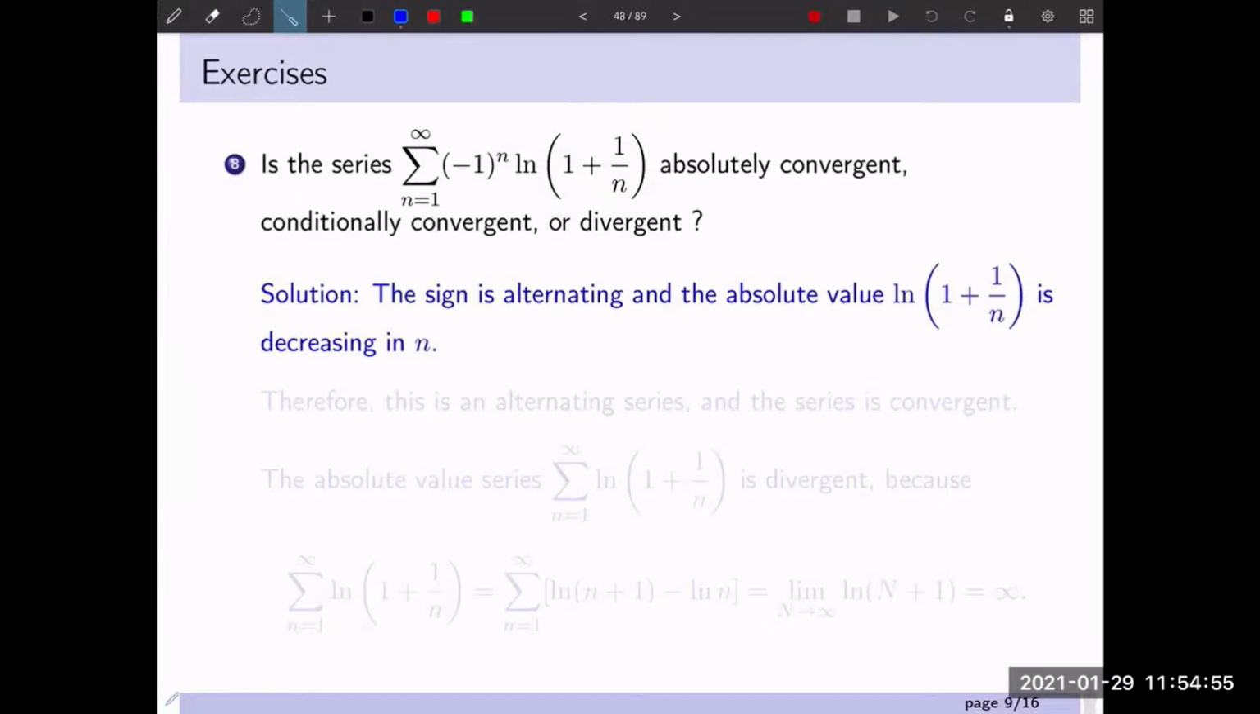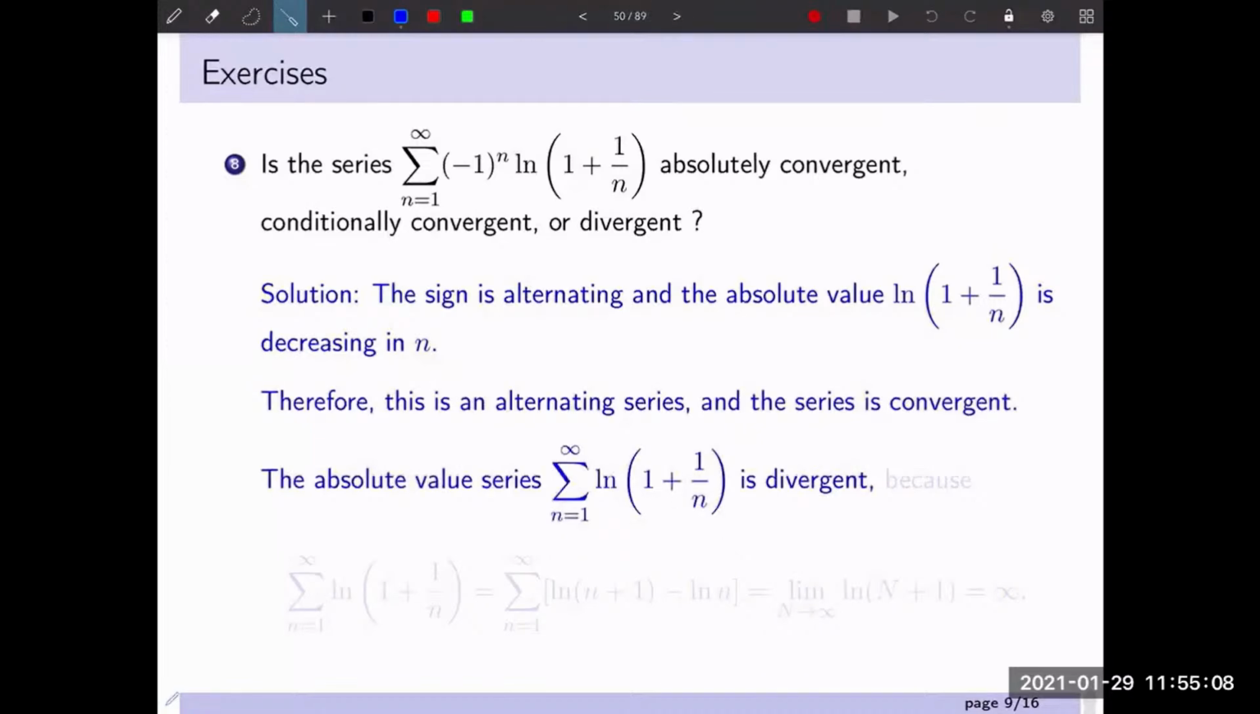The question is whether it is absolutely convergent. Okay? So if you don't take absolute value, it's an alternating series, it must be convergent. While if you consider absolute value, it becomes different. Because if you remove the negative sign, you get this series. But this series is not convergent. Okay? The reason is that log of 1 plus 1 over n is roughly equivalent to 1 over n, so this is roughly order 1 over n.